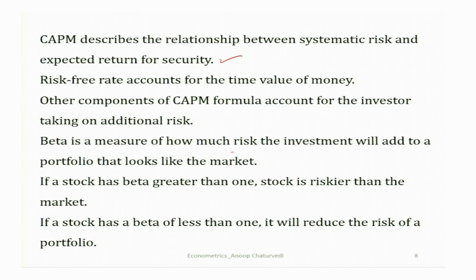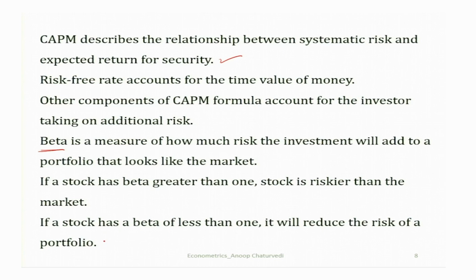Again, beta is a measure of how much risk the investment will add to a portfolio that looks like the market. Meaning if in your portfolio you are adding the i-th security, then how much risk you are adding is reflected in the value of beta. For instance, if a particular stock has beta greater than 1, then that particular stock is riskier than the market. And if a stock has beta less than 1, then it will reduce the risk of a portfolio.